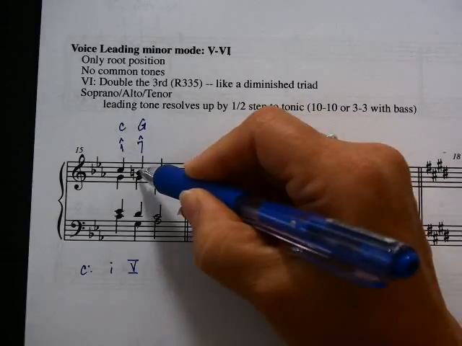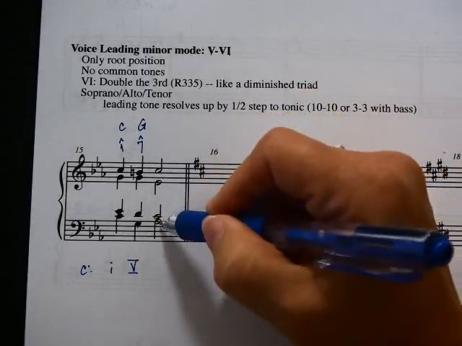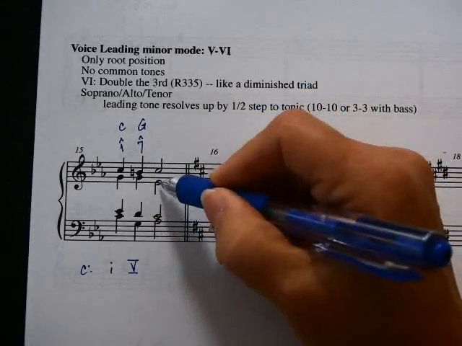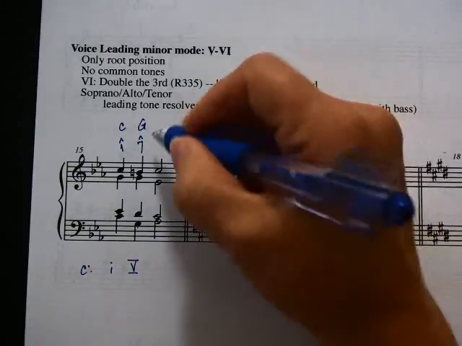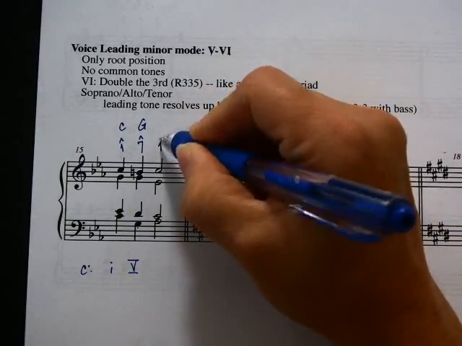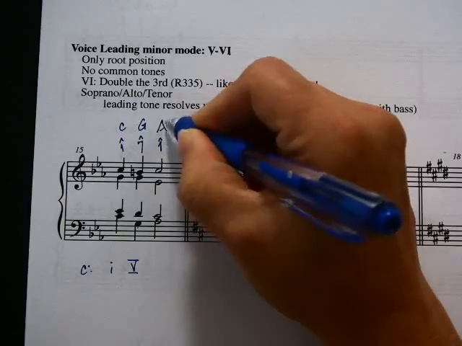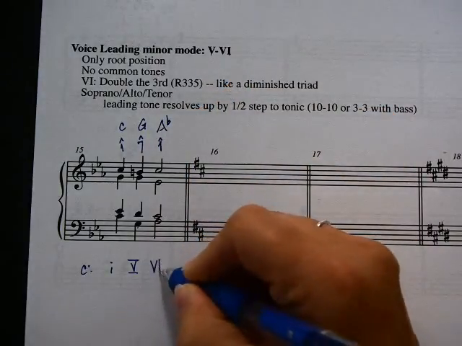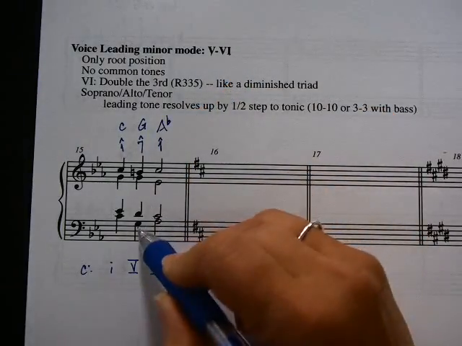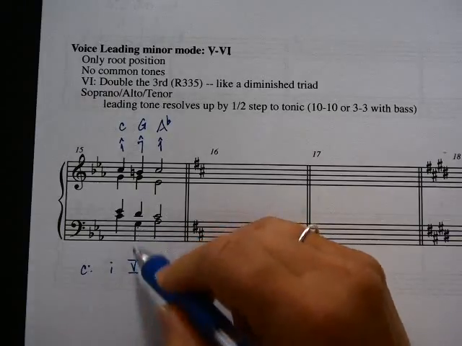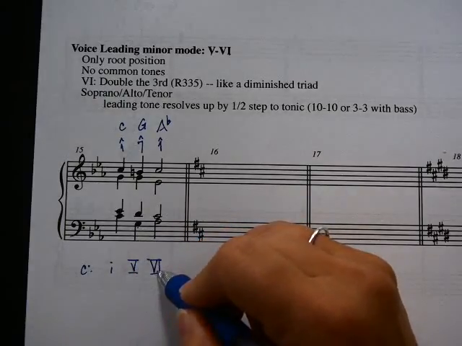The next chord, A flat, C, E flat, C. We're back to scale degree 1 in the soprano, but it is an A flat major chord, and that's our major 6. Notice that in a minor key, the root of the 5 chord to the root of the 6 chord is a minor second.